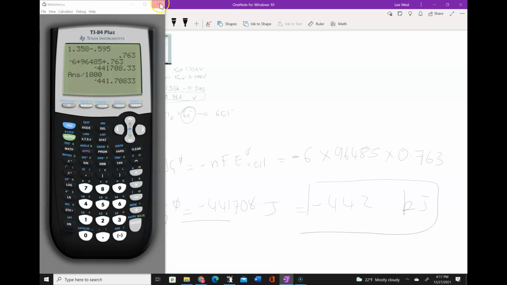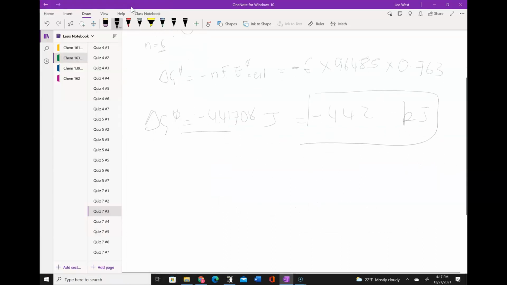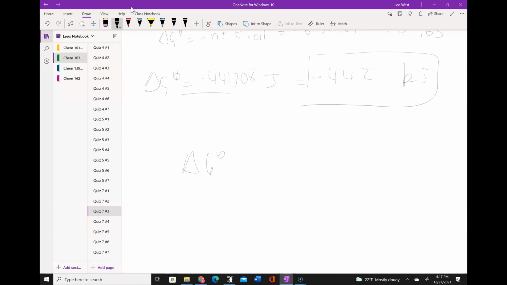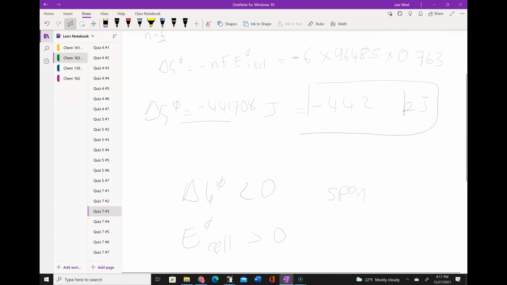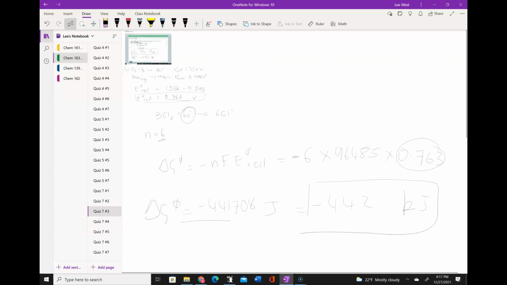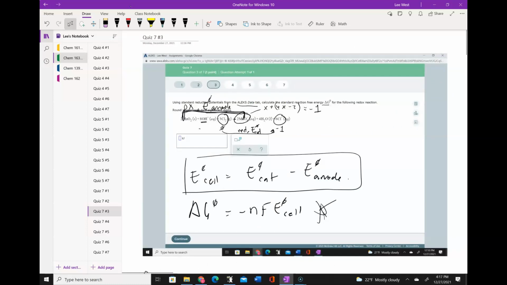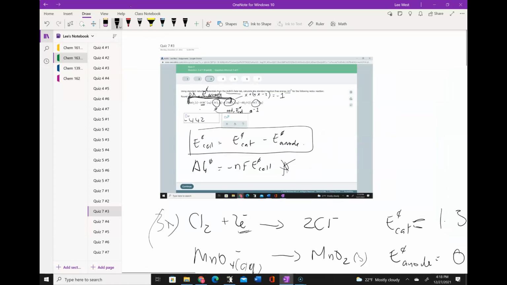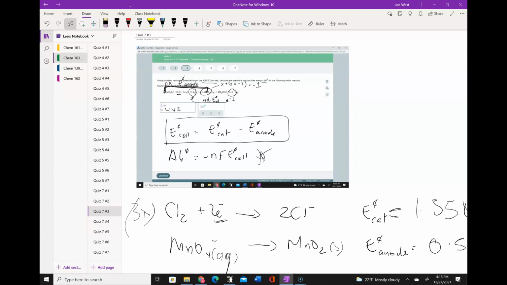Now, what do we know about spontaneous reactions? If delta G is negative, that means it's spontaneous. And then E naught cell should be positive, which in this case we have a positive E naught, 0.763, and we have a negative delta G, so I know that I got this right. So minus 442 kilojoules for this guy. And everything seems consistent.